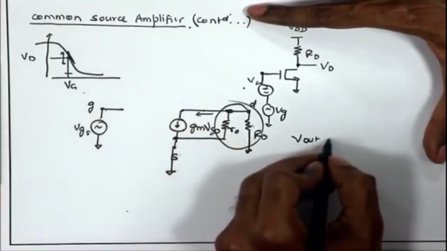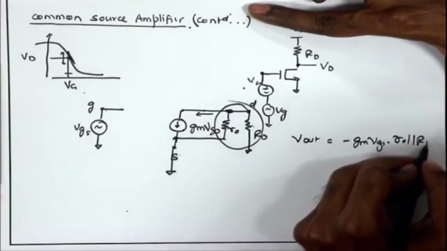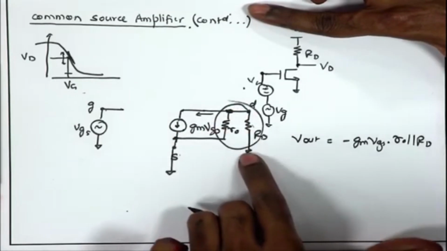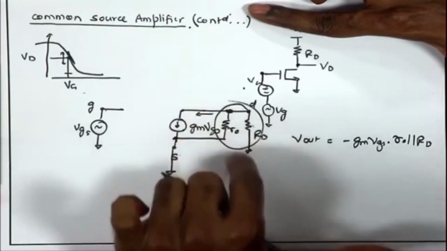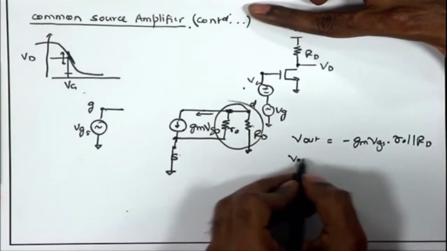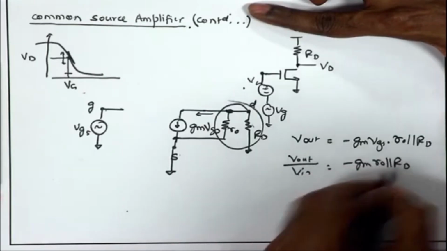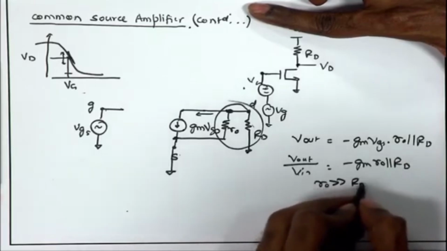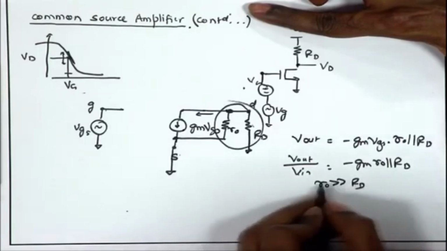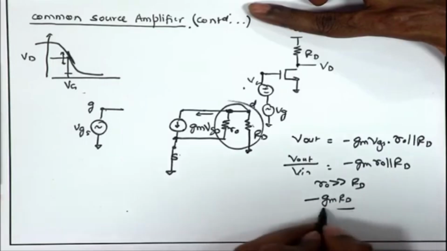So, vout in this case is nothing else but minus gm vgs times RO parallel RD, because this is a parallel combination, RO and RD appearing between drain and the common AC ground, and the voltage here is the total current flowing through RO and RD parallel combination times that resistance. Therefore, vout by vin is just minus gm times RO parallel RD. And if RO is much greater than RD, which is generally the case in the designs, RD that we are choosing may be significantly lower than RO, we can just approximate this as minus gm RD.